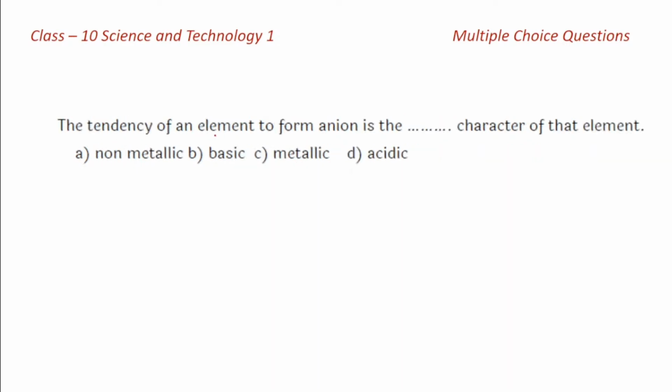The tendency of an element to form anion is the dot dot character of that element. Non-metallic character, basic character, metallic character, or acidic character. Answer is it's a non-metallic character. The tendency of an element to form anion is the non-metallic character of that element.